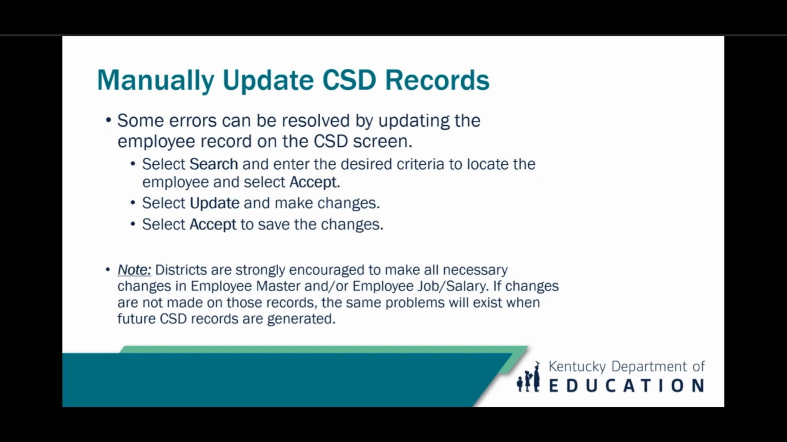Districts are strongly encouraged to make all necessary changes in employee master and/or job salary. If changes are made only on those records, the same problems will exist when future CSD records are generated. So you can correct an error just on the CSD record itself and submit it and go on. But it's always highly recommended that you go back into the employee master or employee job salary and make those corrections there so that they're a permanent correction and will help you moving forward.